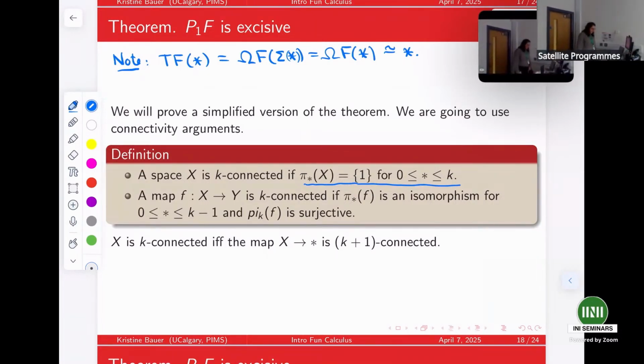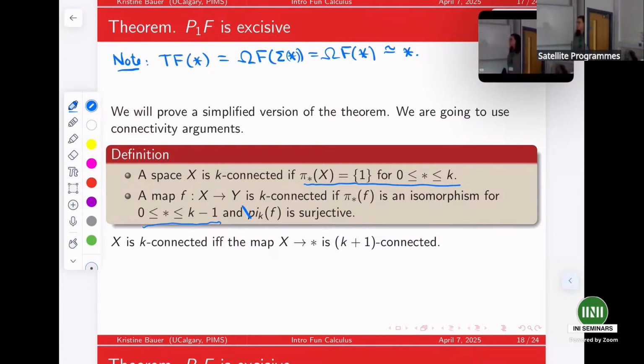A map is k connected if it's an isomorphism in the range from 0 to k minus 1, and the map between pi k of X and pi k of Y is surjective. The last translation is the one that I just said: a space X is k connected if and only if the map from X to the point is k plus 1 connected. Okay.